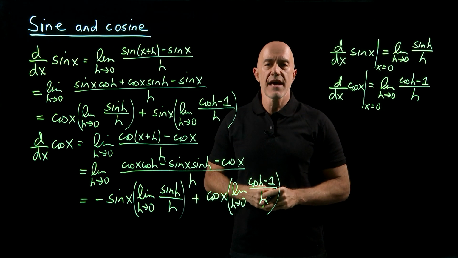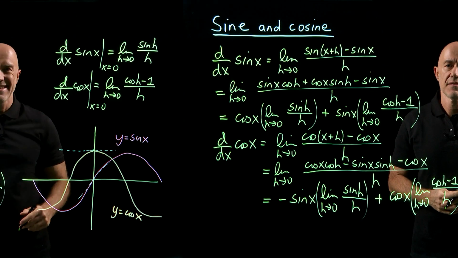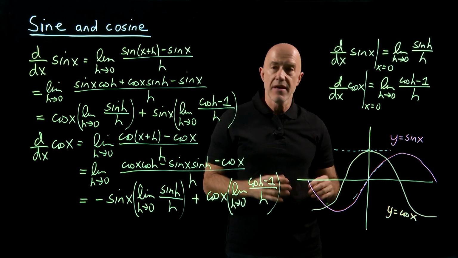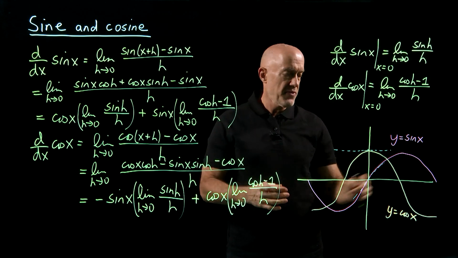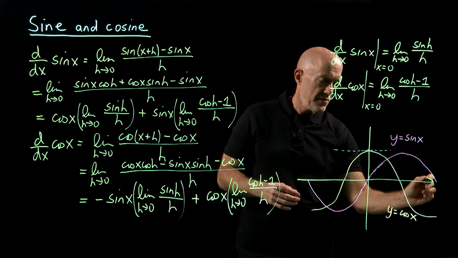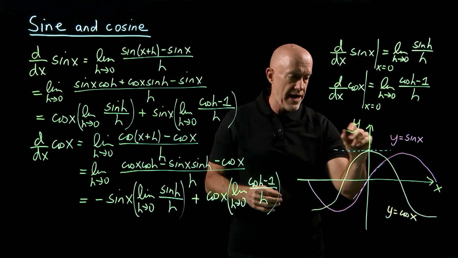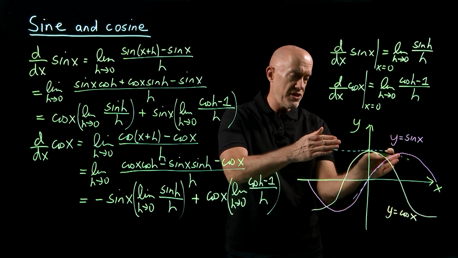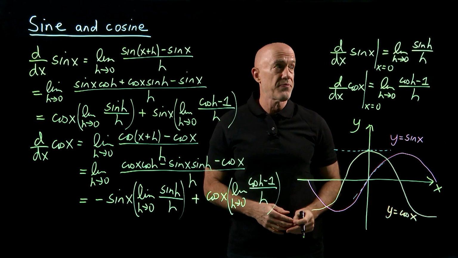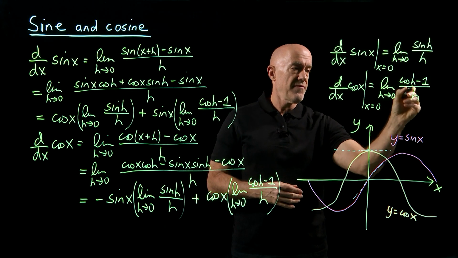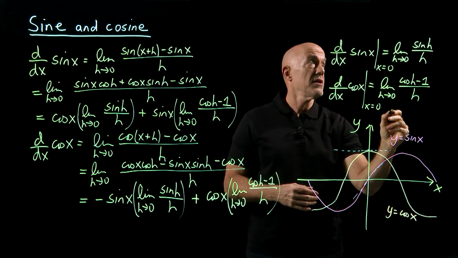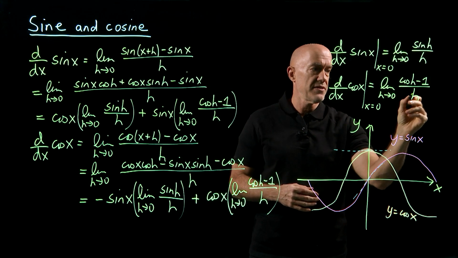To do that, let's look at a graph of these functions. So here is a graph of sine x and cosine x. If we look at cosine x first, we all know that it has a maximum at x equals 0. So this is our x-axis, this is our y-axis. So the slope of the tangent line to the curve at x equals 0 will be 0. So this value here, the derivative of cosine x at x equals 0 is equal to 0.